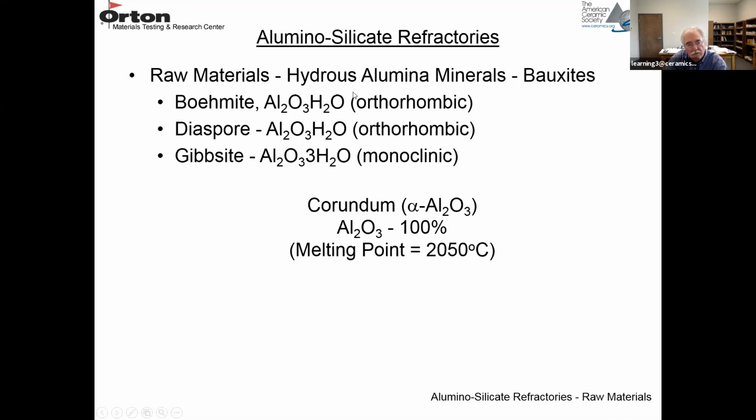The bauxites are the hydrous aluminum materials: boehmite, diaspore, and gibbsite. Boehmite and diaspore have one H2O, and gibbsite has three H2Os. The first two are orthorhombic. The third one is monoclinic. Once you dehydrate it and remove the water, they're 100% Al2O3, assuming no impurities. Pure alumina melts at 2050 degrees C, so it's the high temperature material.